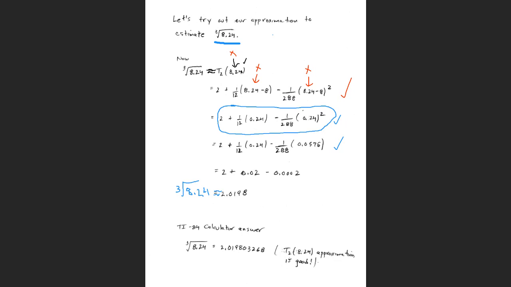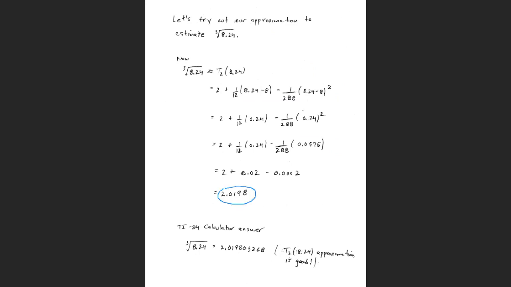Okay. So this means then, well, we know that the error here, since 8.24 falls in the interval between 7 and 9, the error in approximating the cube root of 8.24 with our second degree Taylor polynomial has to be less than or equal to 0.00035, right?